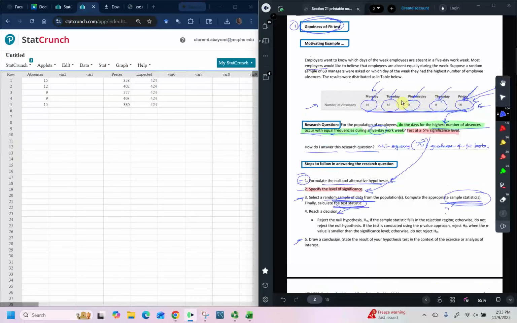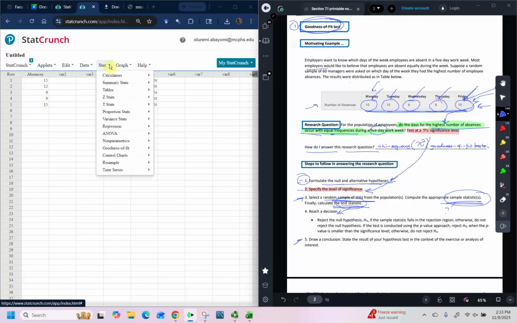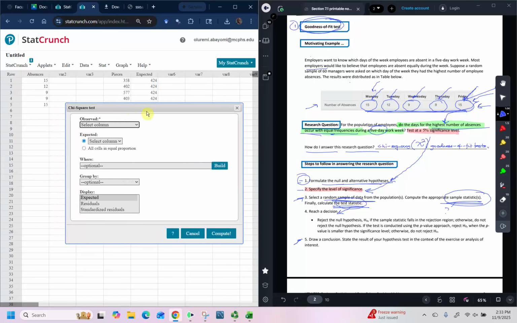If we go back to the question, I have the number of absences, which I have tagged absences. So I have 15, 12, 9, 9, and 15 in one column. To implement the goodness of fit test, I'll go to statistics, scroll to goodness of fit, go to chi-square test, and my interest is what was observed in my sample data. All values were saved under the column absences.